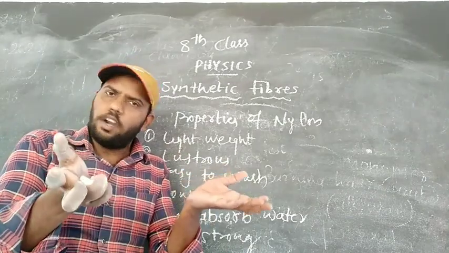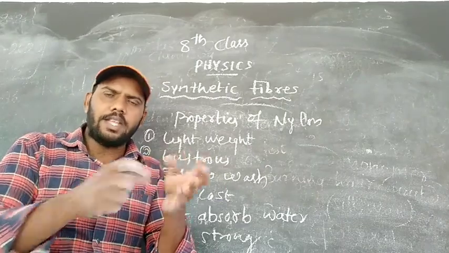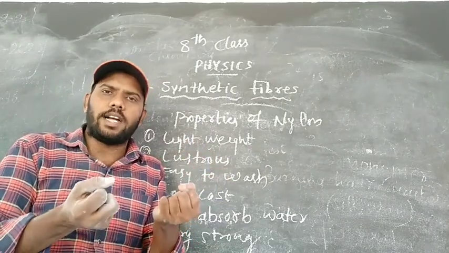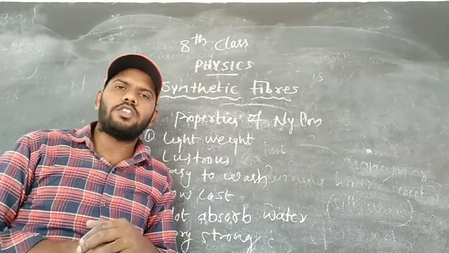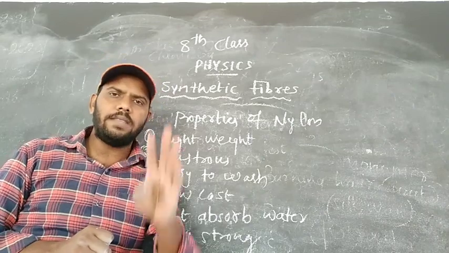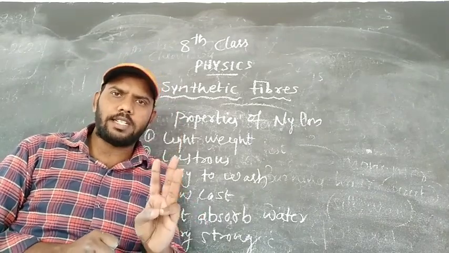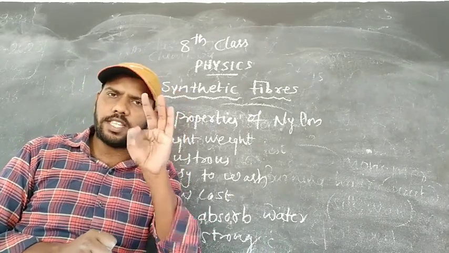If they make nets with nylon, what happens? It is very strong, so fishes cannot bite them, and it will not absorb water, so it is easy to take up also. A very important question: why did fishermen make nets with nylon? The reason: it does not absorb water, it is light in weight, and it is very strong. These three you have to write.